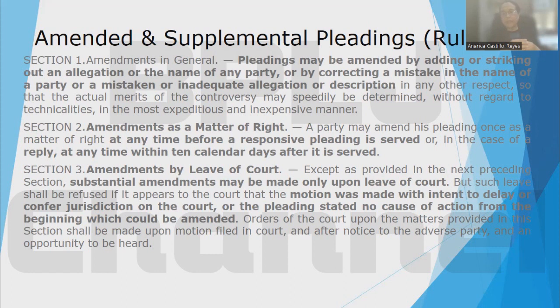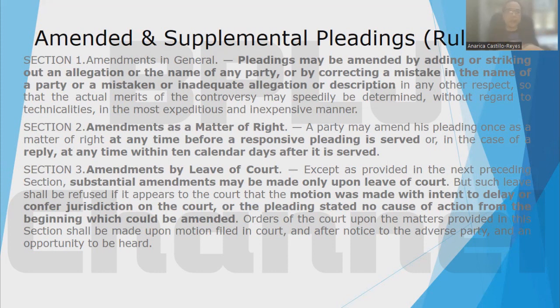A party may amend his pleading once as a matter of right at any time before a responsive pleading is served, or in the case of a reply, at any time within 10 calendar days after it is served. So from the time that the summons is served and no answer has yet been filed, the plaintiff enjoys the right to amend his complaint as a matter of right.